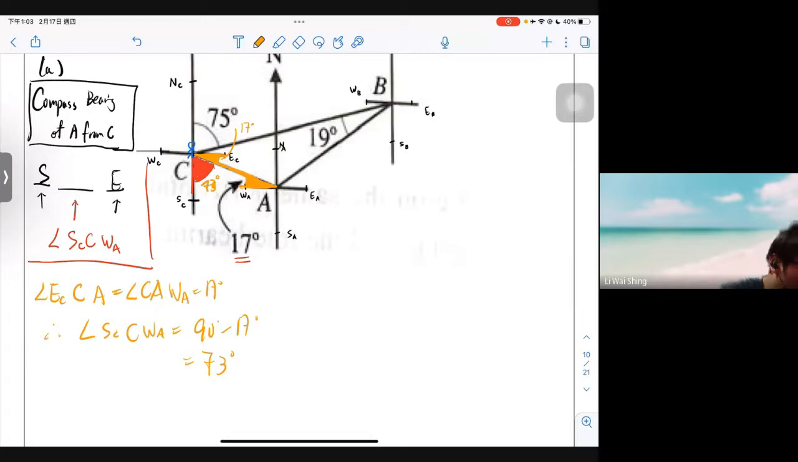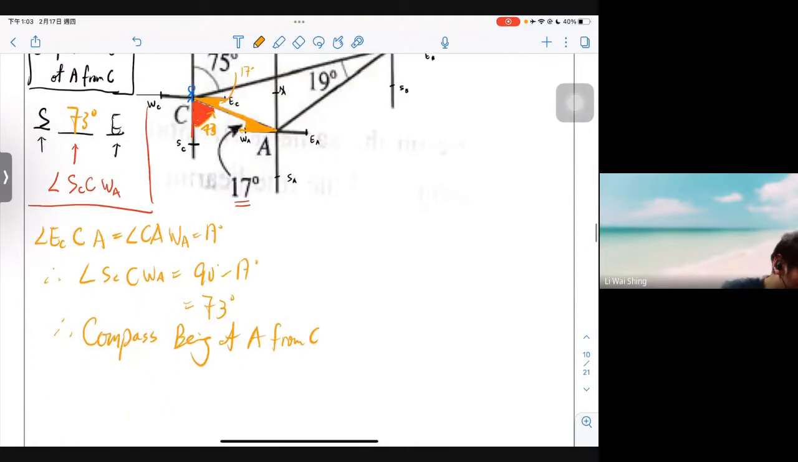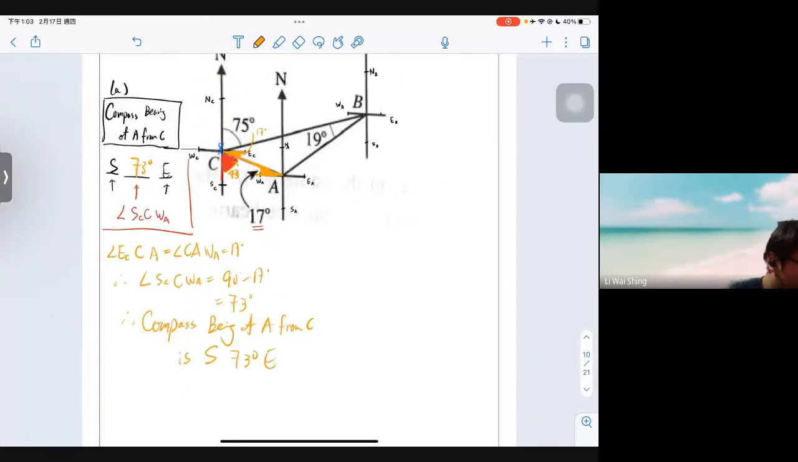You know that. From south to east by 73 degrees, then you got the angle. So the compass bearing of A from C, looking from C towards A, is south 73 degrees east. Good job. Okay, so be careful with this kind of alternate angles.